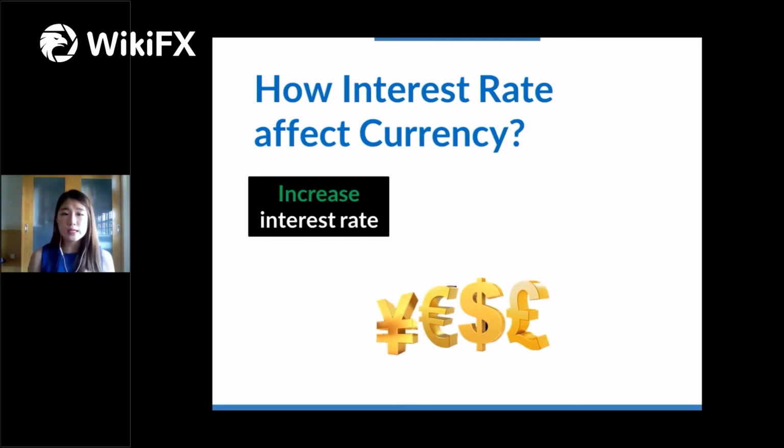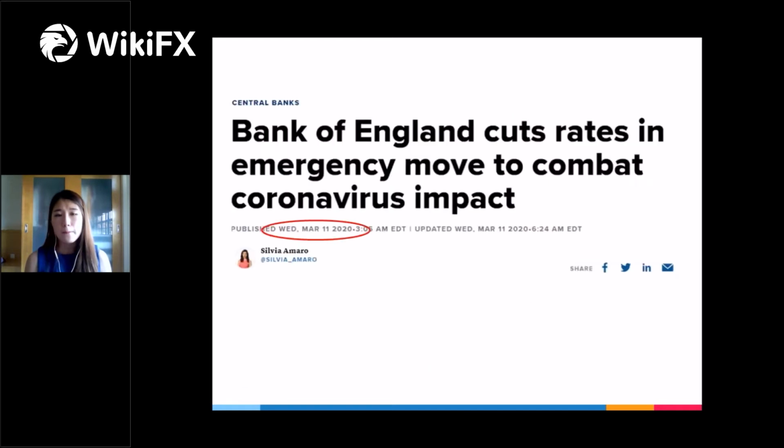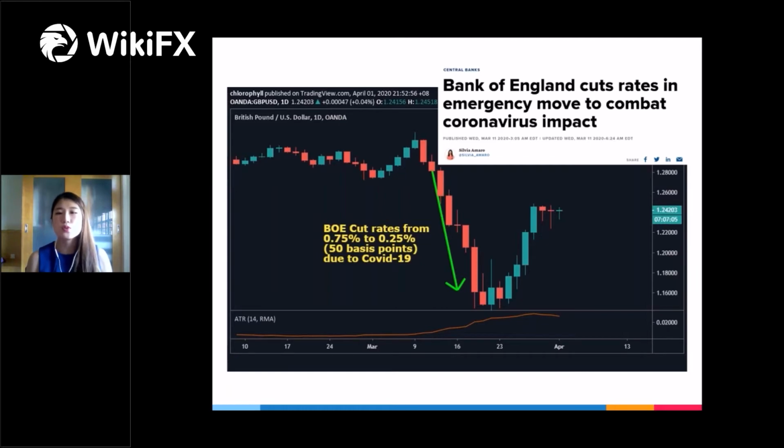So when the interest rate of a country's currency increases, people will tend to save their capital in that currency. When they save in the currency, they have a high return rate. So when the country increases the interest rate, the currency tends to appreciate. And the other way around, when they cut the interest rate, the currency tends to depreciate, because foreign investors want to invest in the higher interest rate currency. Let's do some case studies. Bank of England cuts rates in emergency move to combat the coronavirus impact. This is the recent news in March. When it cuts rates, the price will tend to go down.